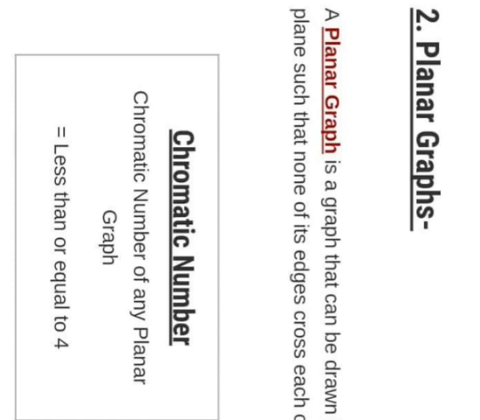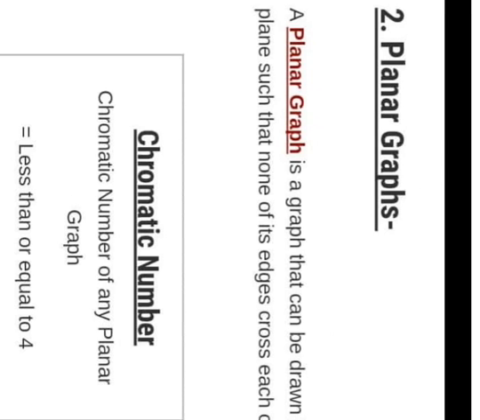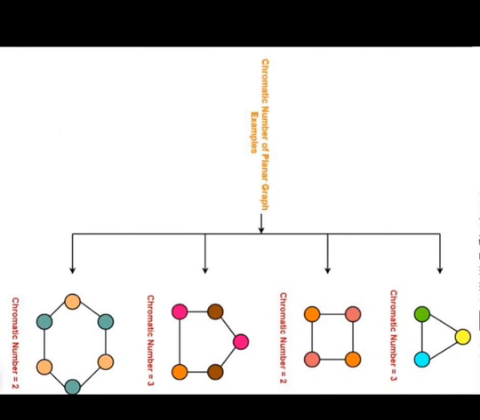If we have a planar graph, then according to the definition of a planar graph, none of its edges cross each other, and the chromatic number for a planar graph is less than or equal to 4. Let's tackle some examples. All the above cycle graphs are also planar graphs, with chromatic number less than or equal to 4. These are planar graphs, examples of planar graphs where the number of colors assigned to the graph is 4 or less than 4.